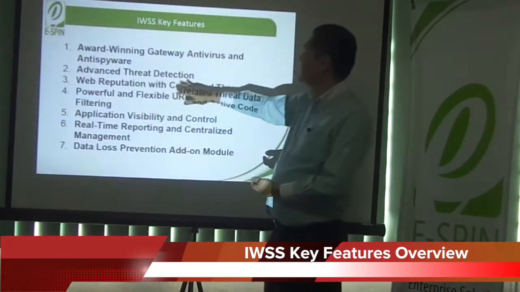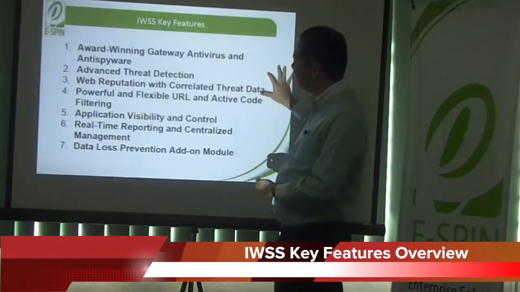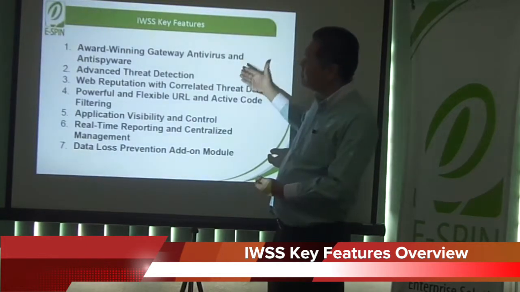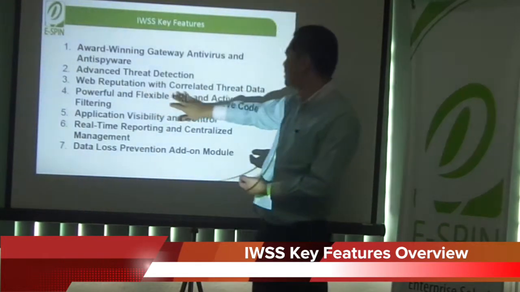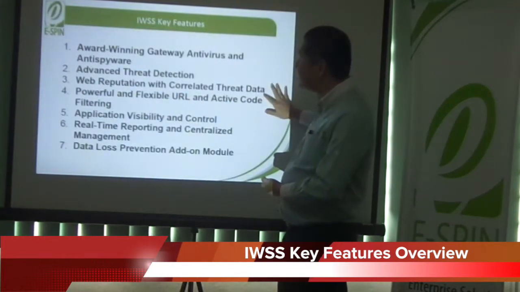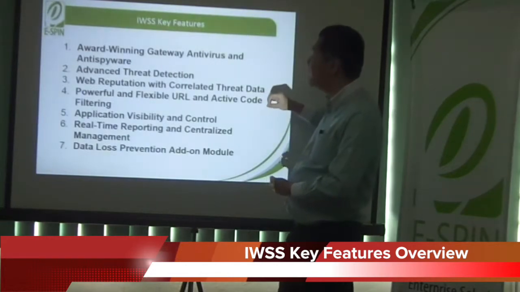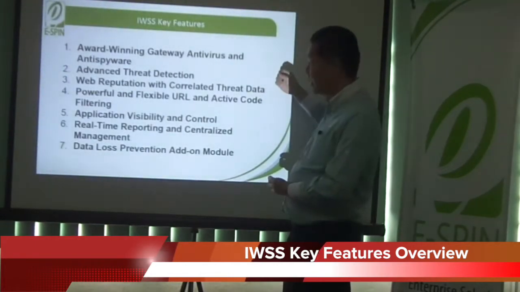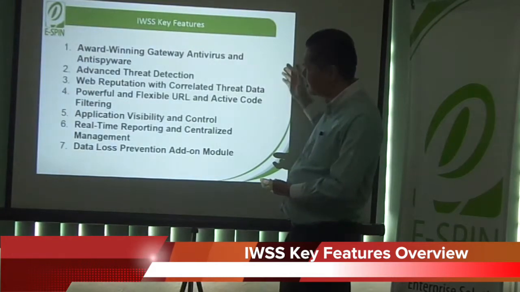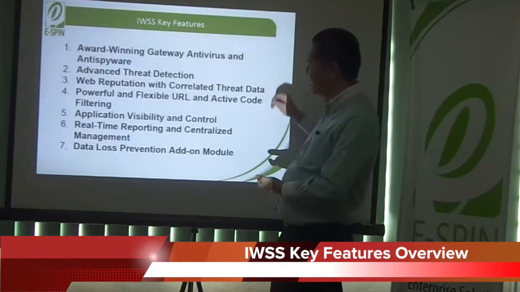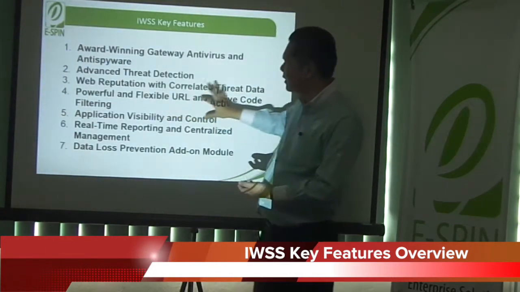Advanced threat detection and prevention, or something we call ADP nowadays, is already built in. And then the correlated threat data makes it easier for you to manage. Especially, you need not micromanage. You can block by categories, such as shopping category websites or social media category websites, instead of creating your list one by one.